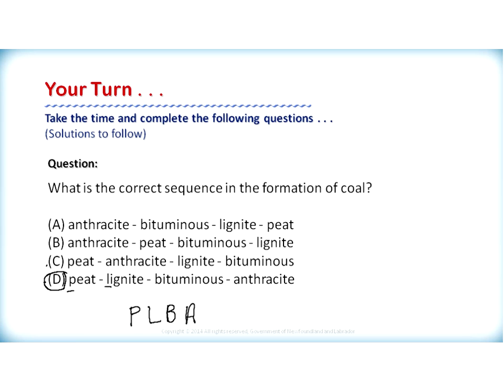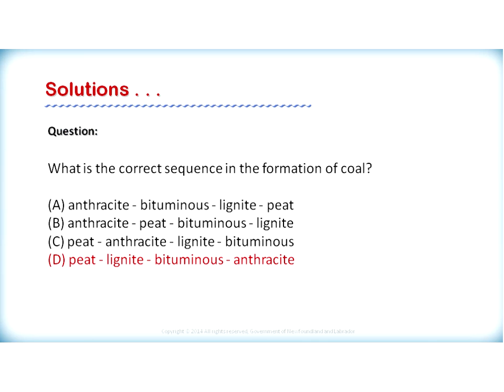P, L, B, A. So peat, lignite, bituminous, anthracite will be the answer to the correct sequencing of the different stages of coal. So your answer in this case would be D.